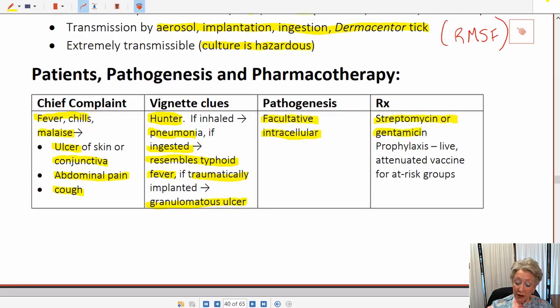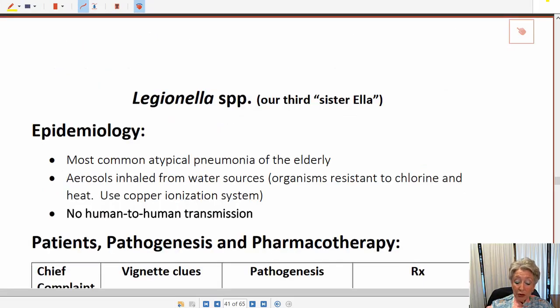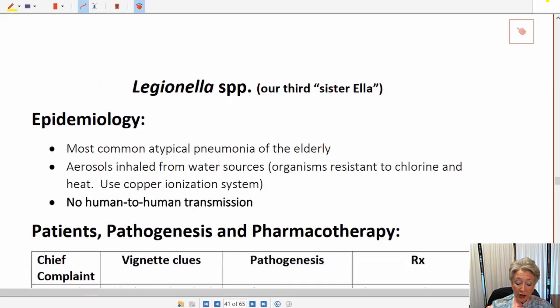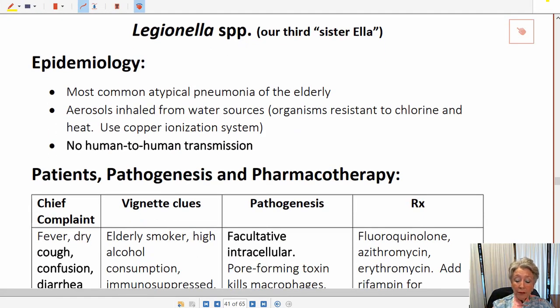For vaccine, there is a live attenuated vaccine, and of course my at-risk groups would either be hunters or persons who handle the animals from whom the zoonotic originates. Now, Legionella, our third sister Ella. So we're going through a bunch now that require cysteine and iron, but Legionella is now our most common atypical pneumonia of the elderly.